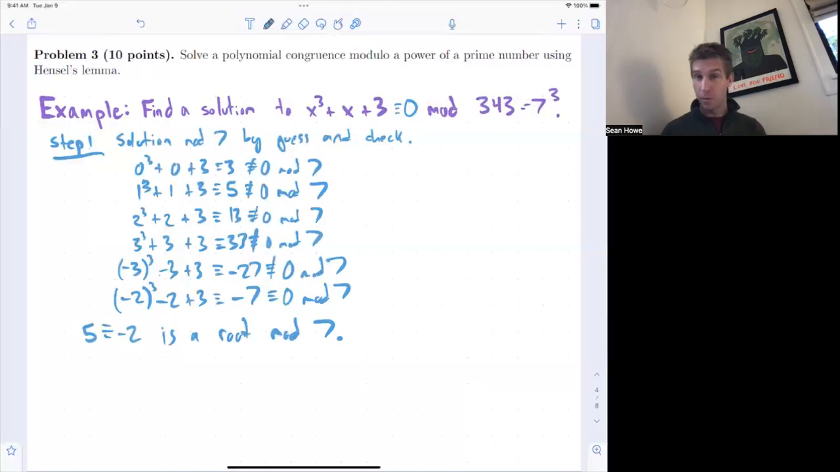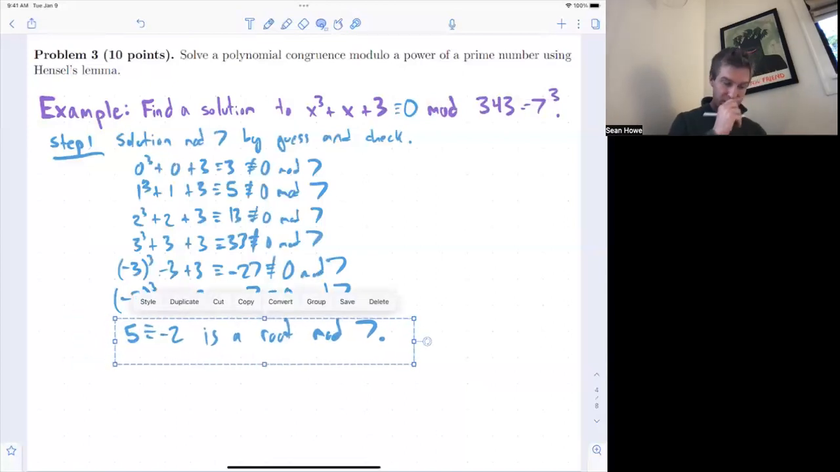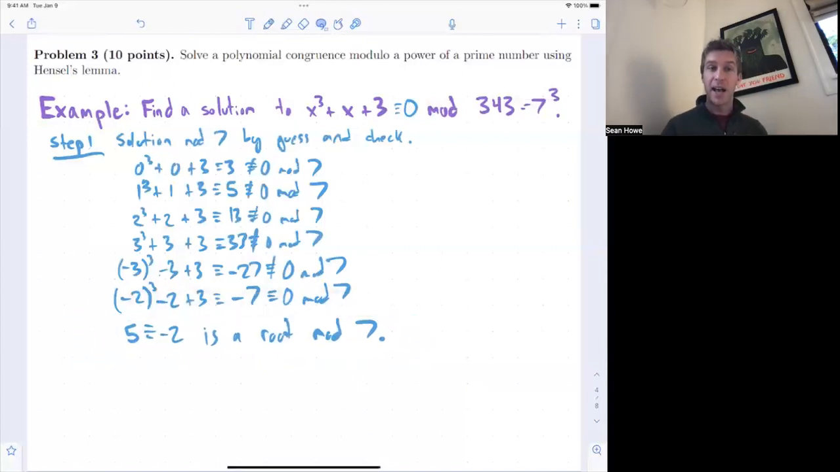Good. You could do everything working with minus 2 as your initial root mod 7. I just like working with positive numbers so that I don't have to keep track of all these negative signs. So 5 is a root mod 7, and now I have to lift this. So I have to use Hensel's lemma to lift.